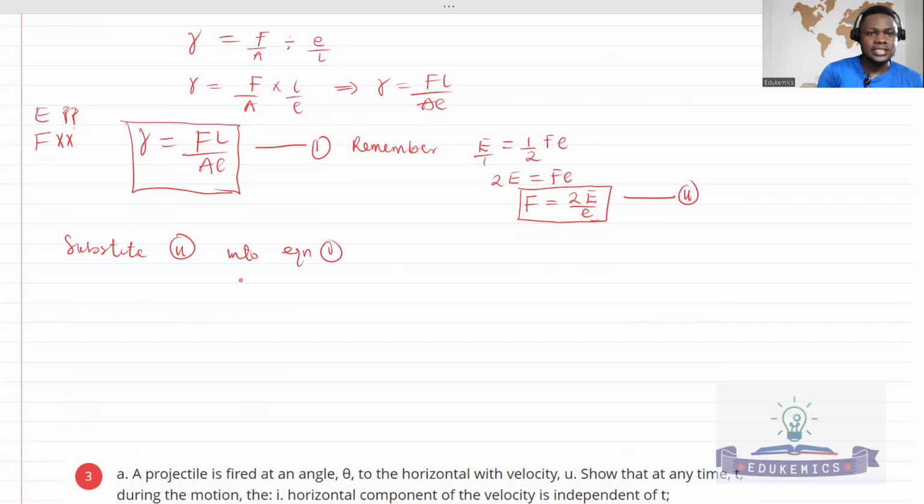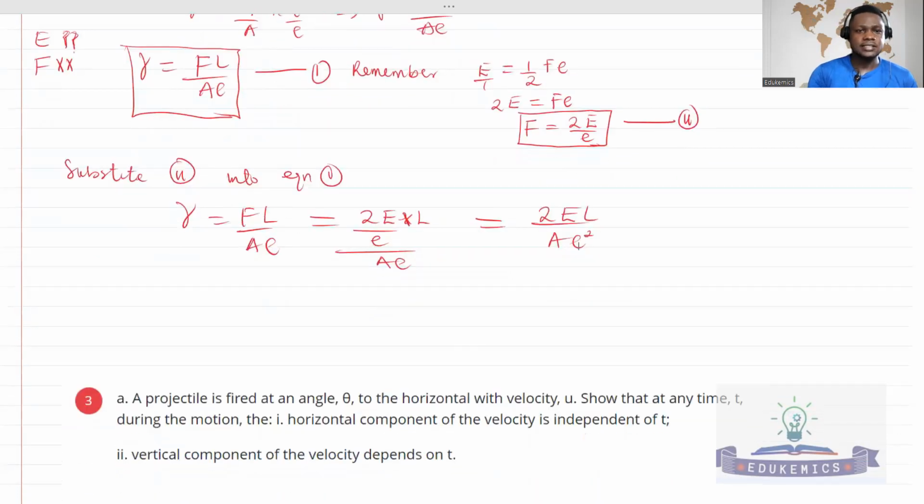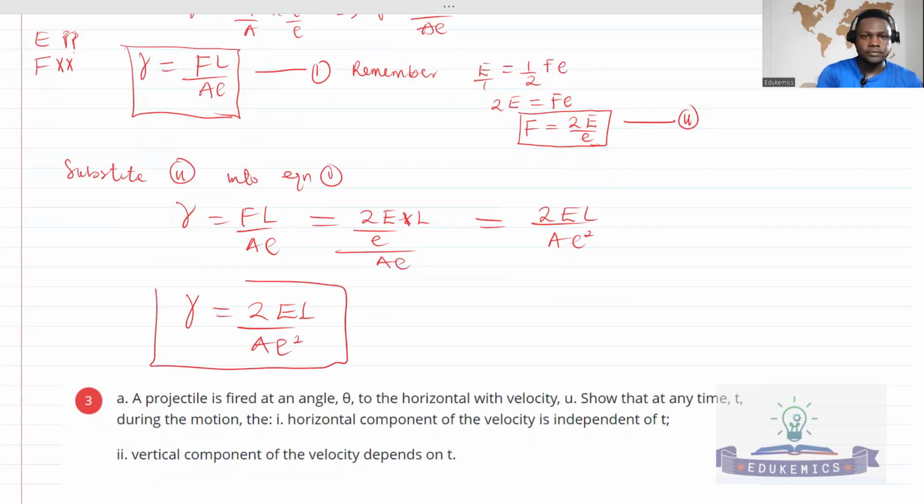So our equation 1 is Y equals FL over AE. So F is now 2E over e, so half times L over AE. So when e comes down, we have 2EL over A e squared. Do we have every parameter we need? Let's see. So that means the Young's modulus equals 2EL over A e squared. Let's compare with what the question asks us.